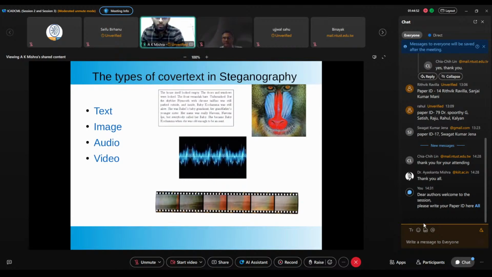Now we will discuss the types of cover text. Basically, cover text is the cover medium in which the secret information is hidden or embedded. We can have different types of cover text such as text, image, audio, and video. In the case of text, the secret message is embedded in the text. When an image is used as cover, the secret message is embedded in the image. When it is embedded in audio, audio is the cover, and when it is embedded in video, video is used as the cover.